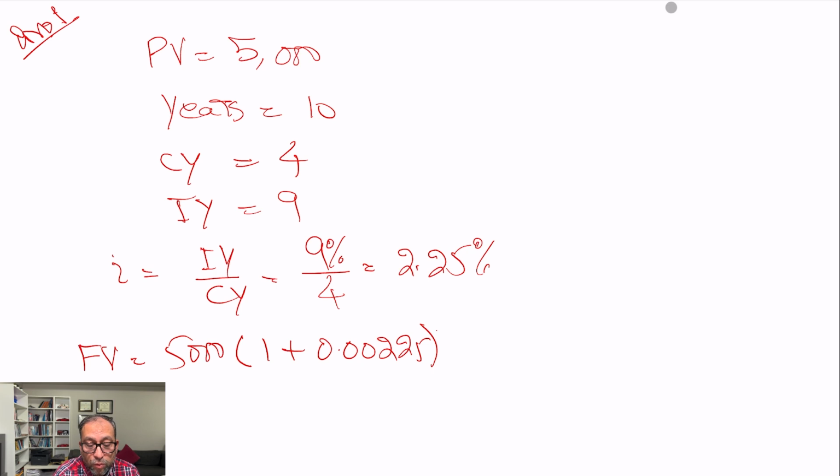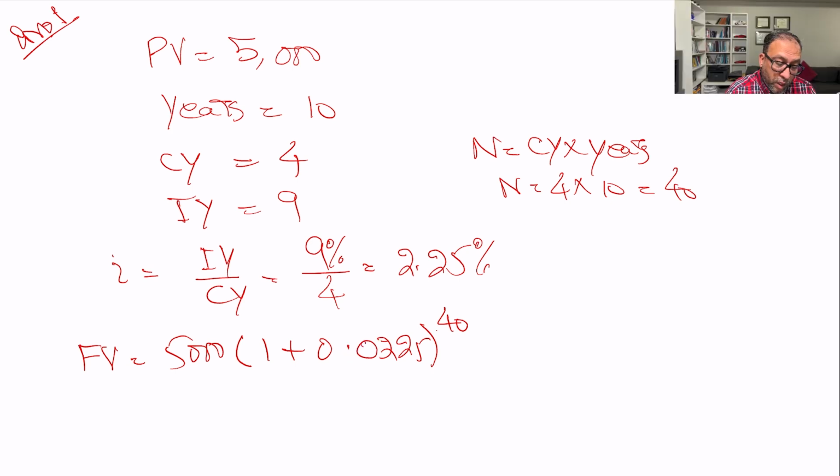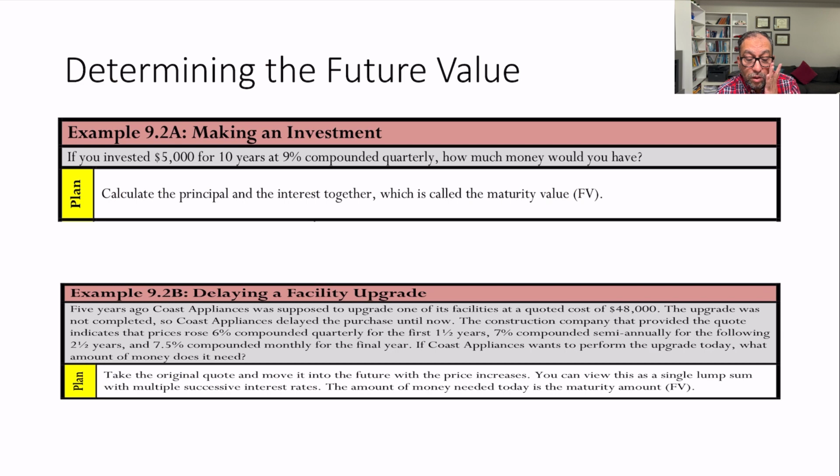Now we are missing N. How do we calculate N? N is Cy times years. So N is equal to 4 times 10, which is 40. So we take the exponent of 40. Finally, because we invested, we will get back 12,175.94. That amount we will get back. So this is a future value.